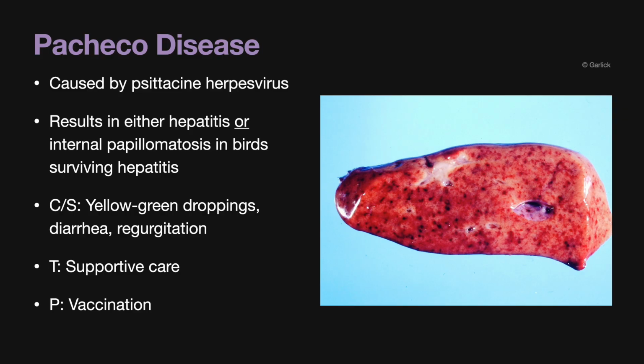Pacheco disease is caused by psittacid herpesvirus. This viral infection results in either hepatitis or internal papillomatosis in birds that end up surviving hepatitis. Clinical signs include yellow-green droppings, diarrhea, and regurgitation. Treatment involves supportive care, and prevention centers around vaccination.